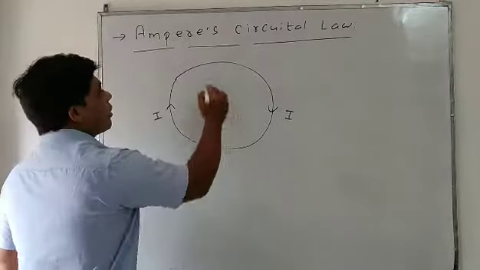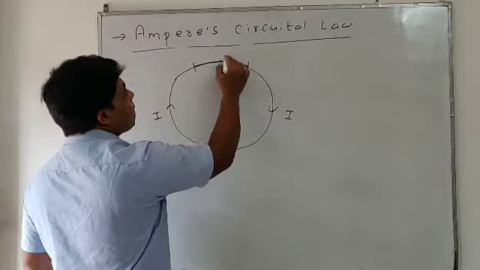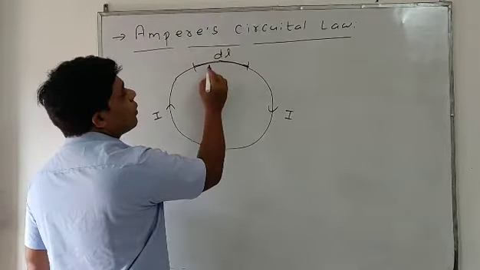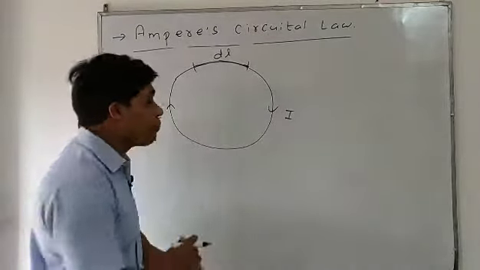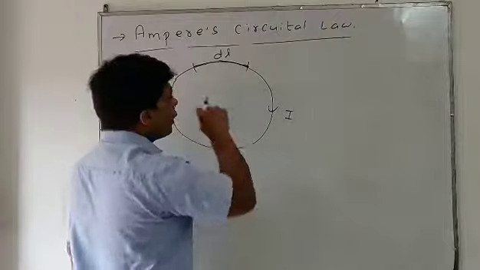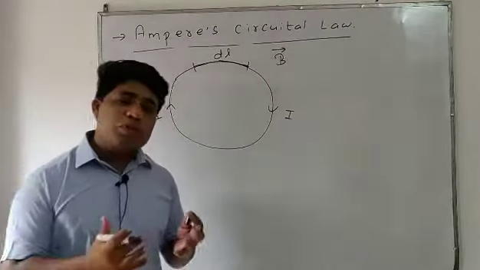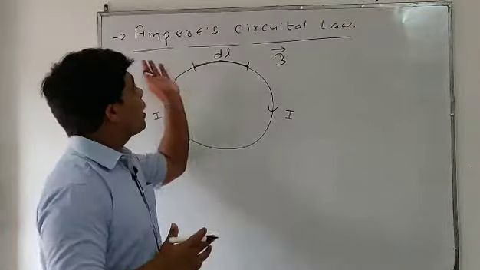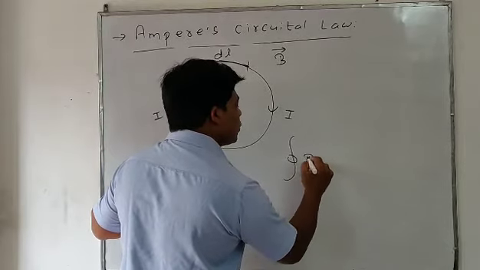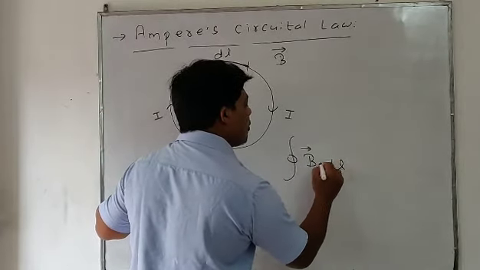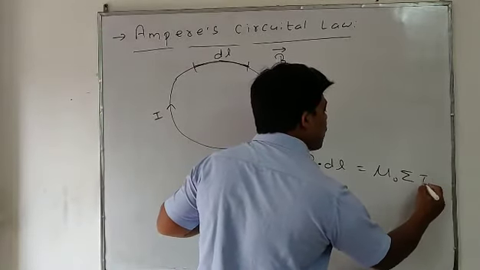Whenever the current flows in a partial length, that is a small segment, that is taken as dl. When current flows in a small portion of a conductor loop, it produces a magnetic field. How much magnetic field is generated is explained by Ampere. It states that the closed integration of magnetic field is always equal to mu naught times the total current.